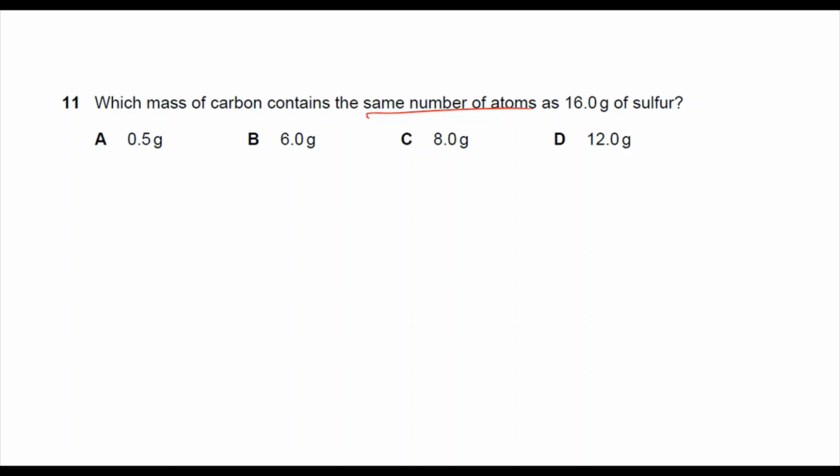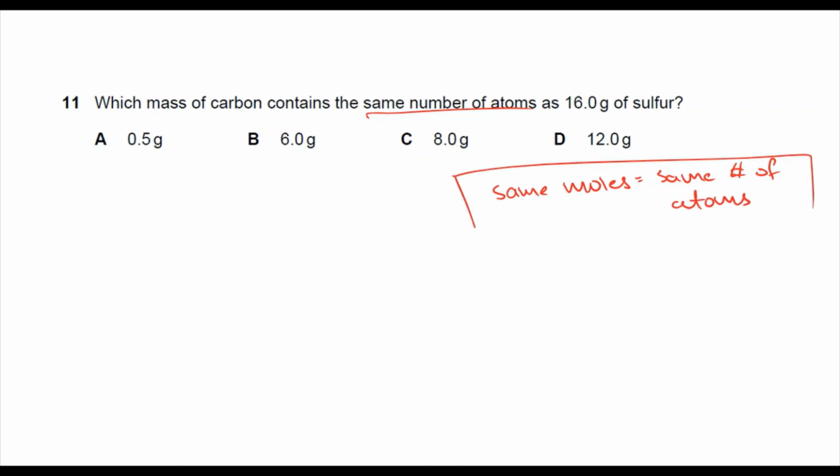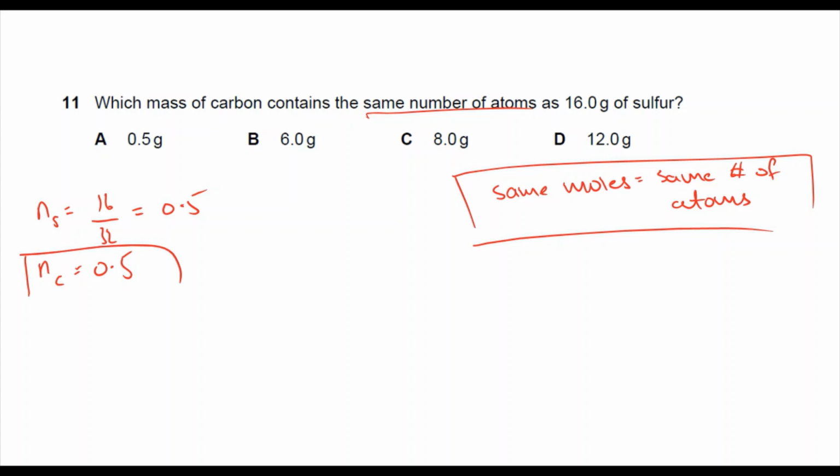Same is with moles and the number of atoms. When two things have the same moles, they do in fact have the same number of atoms. So first of all, know that same moles equals same number of atoms. You should know that. So let's first calculate the n for sulfur. That's my way of writing moles for sulfur. So 16 over the sulfur mass of 32 gives me 0.5. For carbon, my moles should be 0.5 because that's the question after all.